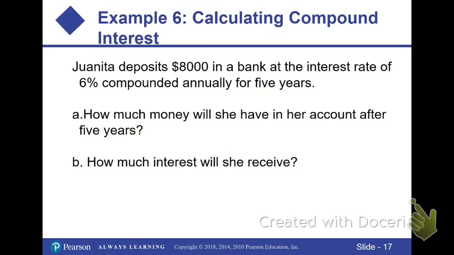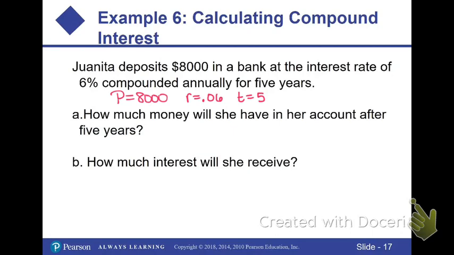All right, so example 6, it says Juanita deposited $8,000 in a bank at the interest rate of 6% compounded annually for 5 years. A says how much money will she have in her account after 5 years, and B says how much interest will she receive. Well, it's really the same scenario, except now it's being compounded annually. So she's still starting out, I'm going to write it up here this time, save a little room, with $8,000. And let's see, its interest rate is 6%. So change that to a decimal, so 0.06. And it's still in there for 5 years. And it wants to know how much money will she have in her account in 5 years.